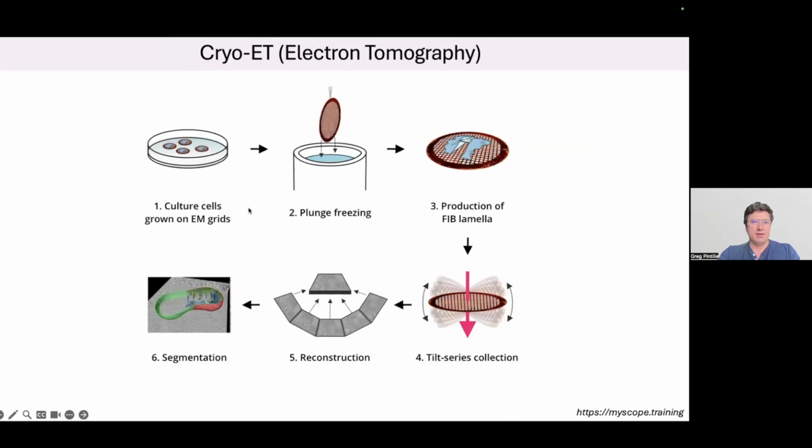With cryo-ET, on the other hand, which is starting to produce maps at higher resolutions as well using sub-tomogram averaging, we have cultured cells on a grid. The grid is frozen. A lot of times a lamella is formed to create a thinner sort of plane that can be imaged better. And this lamella is tilted, allowing a 3D volume to be built using reconstruction methods. And usually with tomography, the final step is to do annotation or segmentation to try to identify different features in a cell.